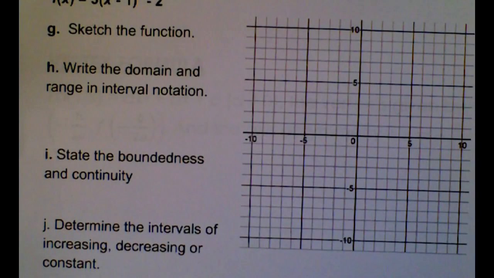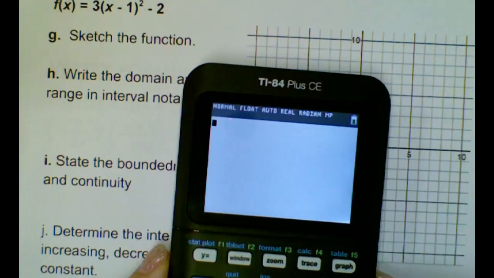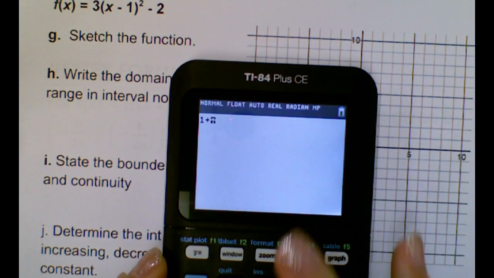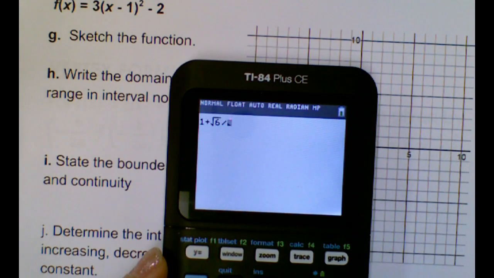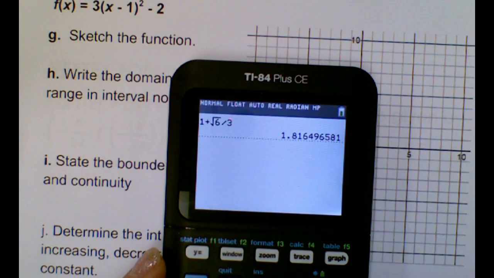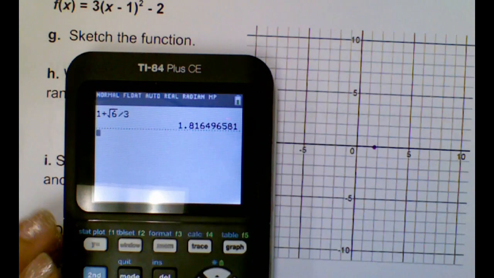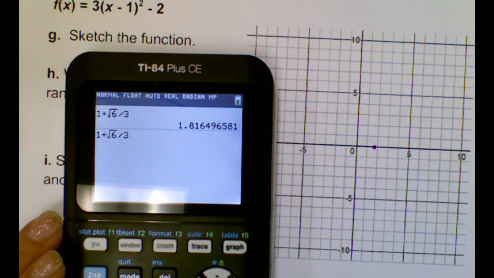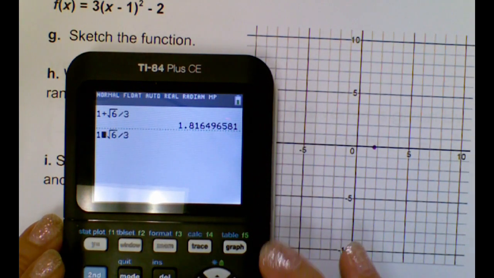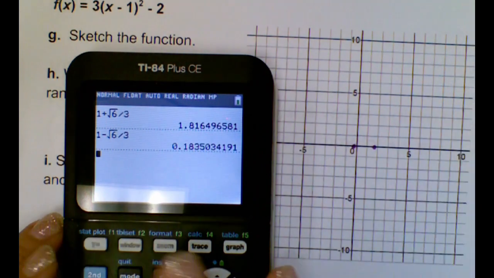And now we're going to sketch this function. Same function. Let's start with these x-intercepts. 1 plus the square root of 6 over 3. I don't know what that is, so I use my calculator. 1 plus square root of 6 divided by 3. Oops, I didn't want to graph that. Just kidding. 1.81649, so 1.8-ish. Then I can hit second entry and just go back and change that plus to a minus, 0.18, so it's about there.